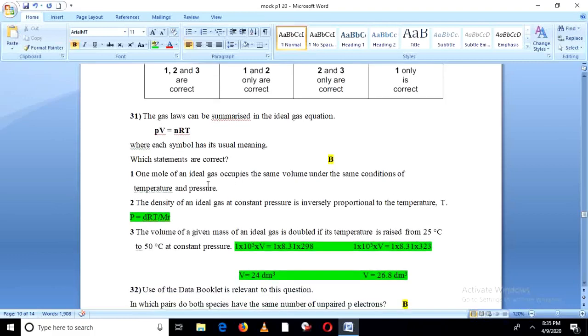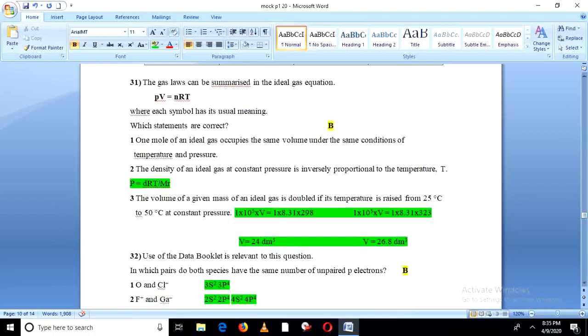In the first statement, it says that 1 mole of an ideal gas occupies the same volume under the same conditions of temperature and pressure. We know that the molar volume of gases is constant. For example, if we consider neon gas or argon gas, their molar volume at standard conditions is 24 dm³. So the first statement is correct.